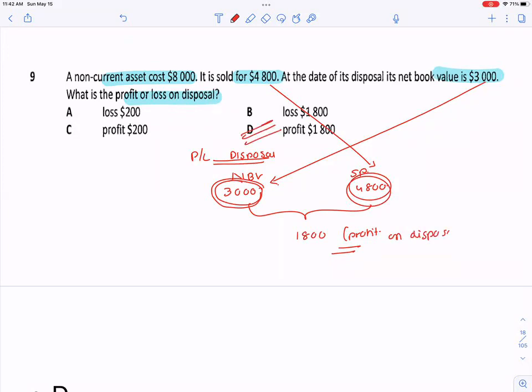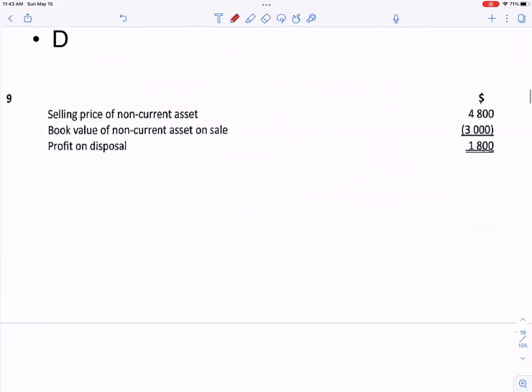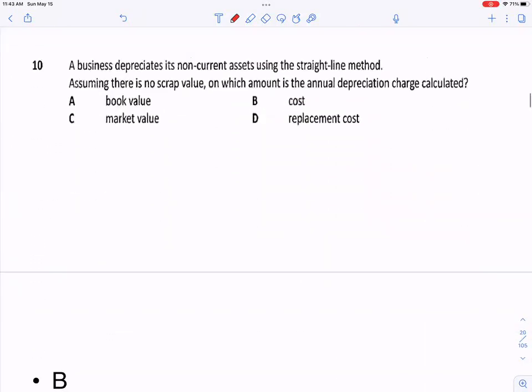Are you with me? So when you have to find the profit or loss on disposal, what do you compare? The net book value and how much it is sold for. The net book value with the selling price. Come on, go to the 10th one.